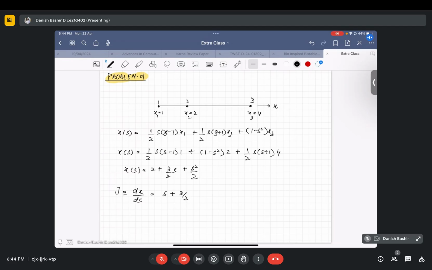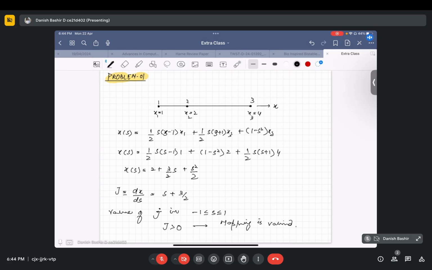So if we see the value of J in minus 1 less than or equal to s less than or equal to 1, J always comes out to be greater than 0. Because if we put minus 1, it is 1.5 minus 1, which is 0.5, and if we put s equal to 0 it is 1.5, and if we put s equal to 1 it is 3 by 2. So it will always be greater than 0, so the mapping is valid. Okay, I hope you got this point.